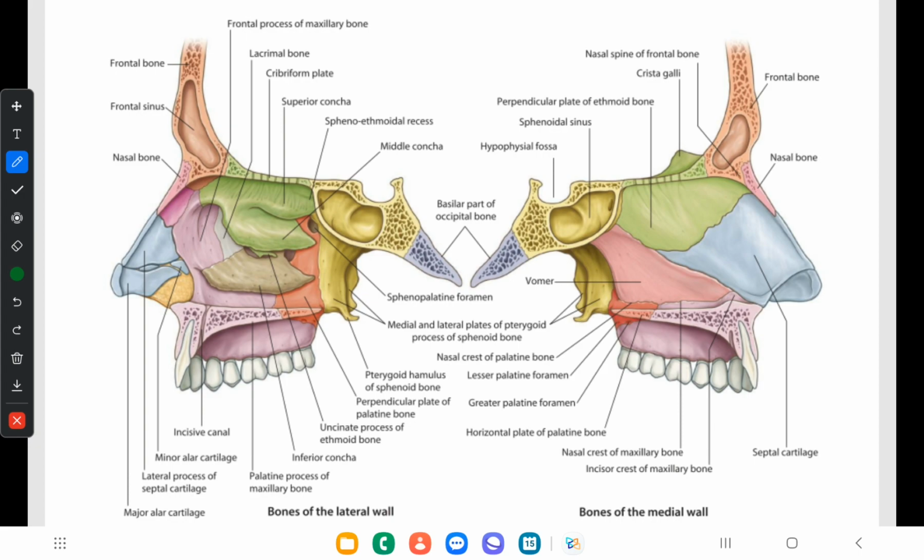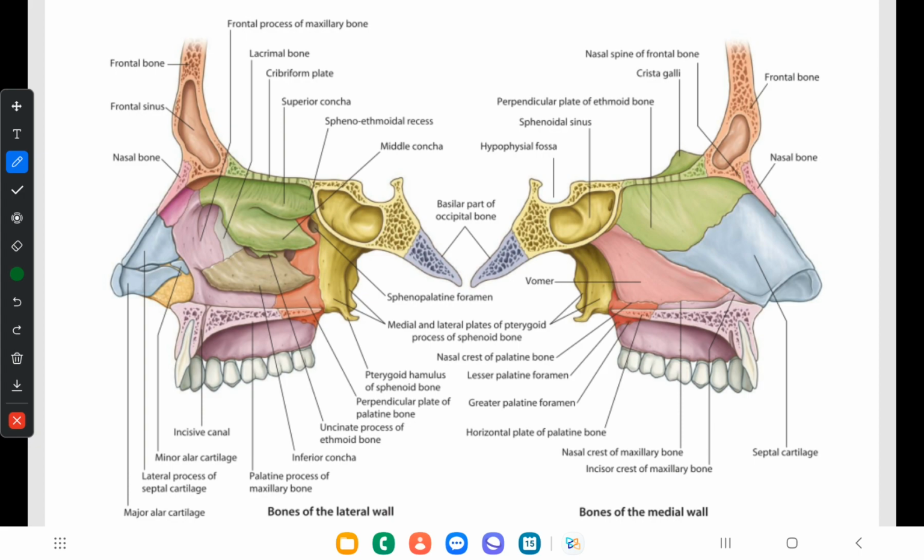The superior concha is the smallest and located in the posterior part of the nasal cavity, and it is a projection from the ethmoid bone. This is the superior concha. Then the middle concha is a projection from the ethmoid bone. You can see the green color ethmoid bone. And the inferior concha is an independent bone. This brownish color one is the inferior concha.